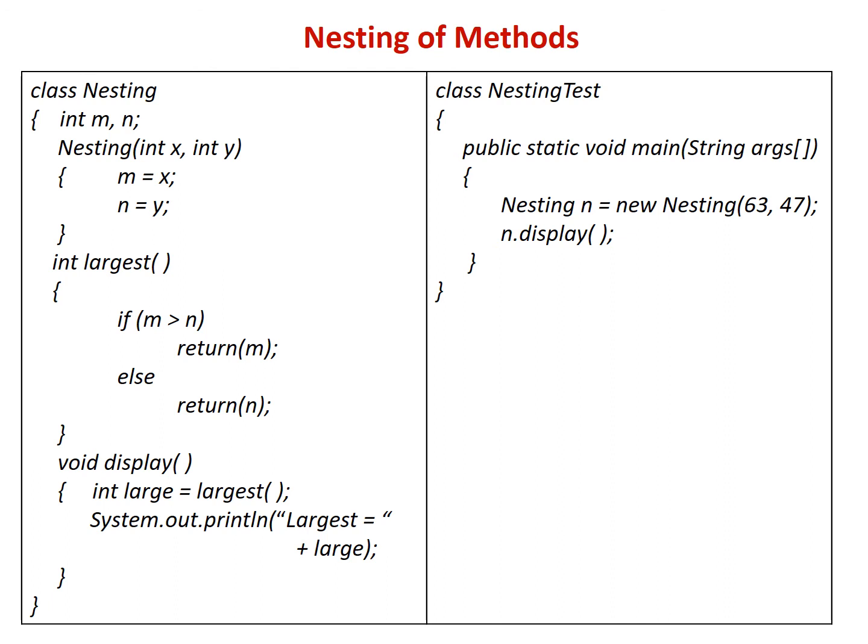Nesting of methods. A method can be called by using only its name by another method of the same class. This is known as nesting of methods. Here the program illustrates the nesting of methods inside a class. The class Nesting defines one constructor and two methods, namely largest and display. The method display calls the method largest to determine the largest of two numbers and then displays the result.